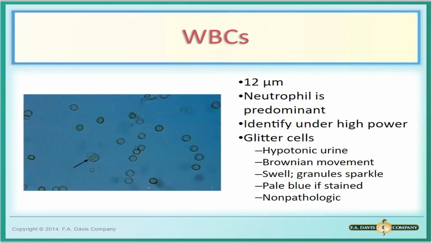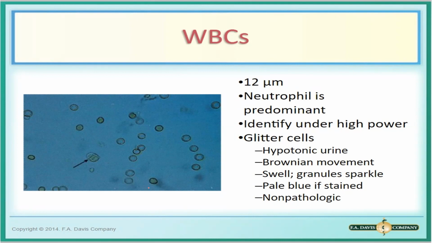Next is WBC. Predominant type of WBC is neutrophil. So that's why sa identification po niya, remember, bilog siya na maduming loob. That's because of the granules. Okay? So parang may dots siya sa loob. We can see glitter cells po in hypotonic urine. Hypotonic urine, that's because of the swelling.